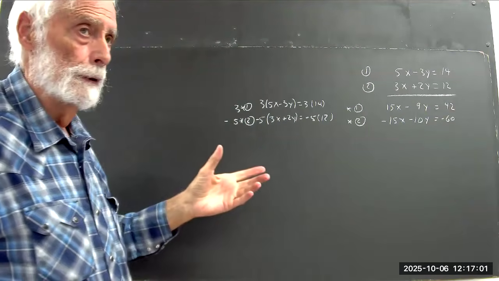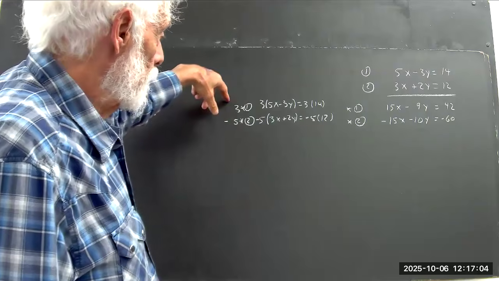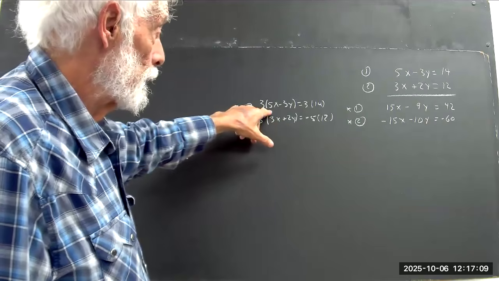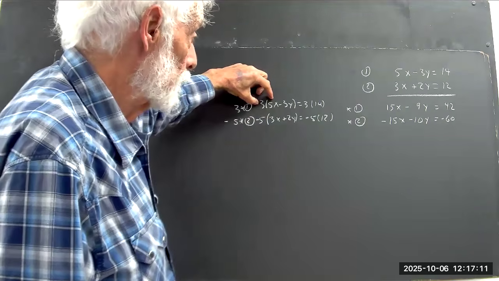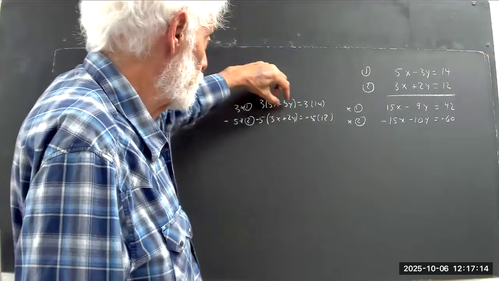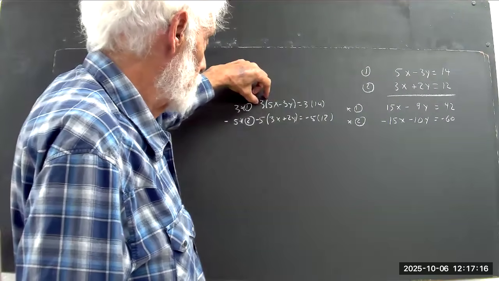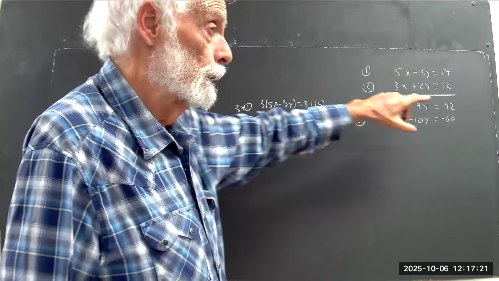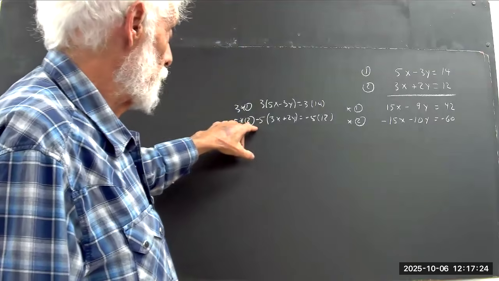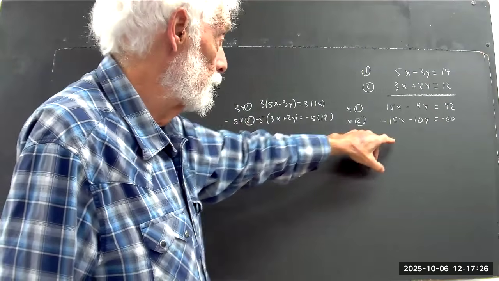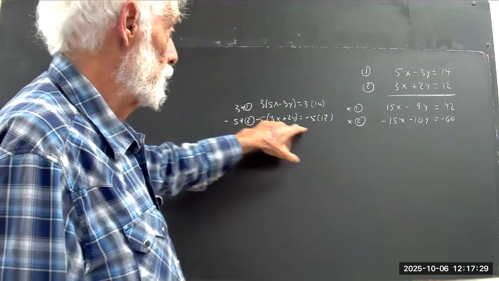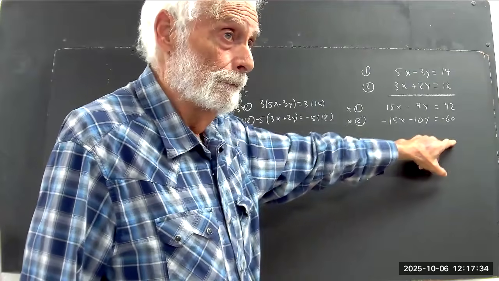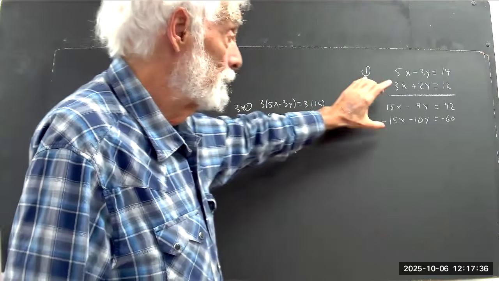Okay, if I did that correctly, here's 3 times equation 1. And if I multiply that out, I can see I have 3 times 5x, which gives me 15x, and 3 times negative 3y, which gives me negative 9y, and 3 times 14, which is 42. And then negative 5 times 3x is negative 15x. Negative 5 times 2y is negative 10y. Negative 5 times 12 is negative 60. So if you do this step, here's what you get.